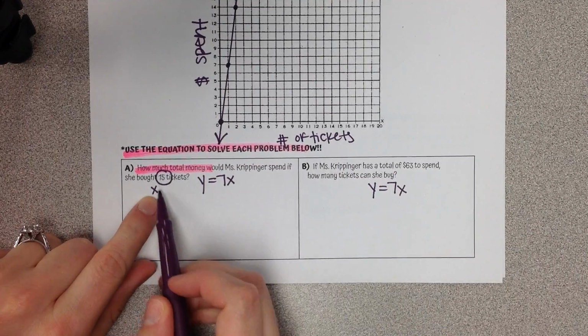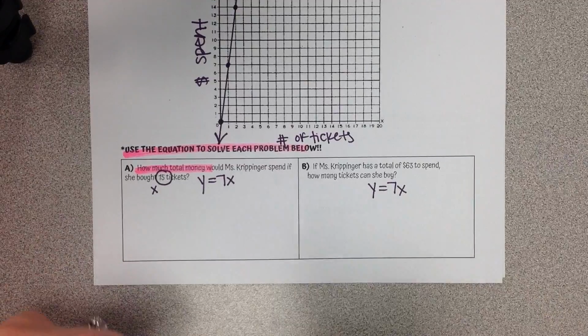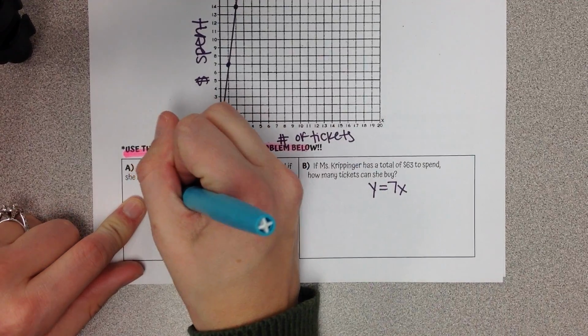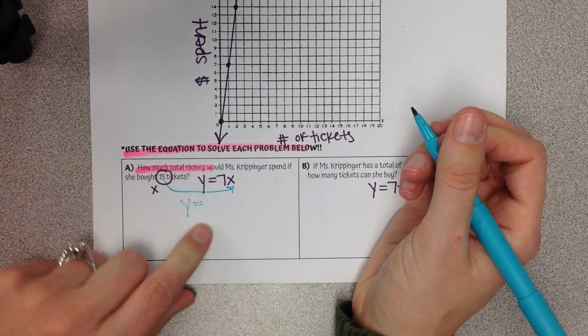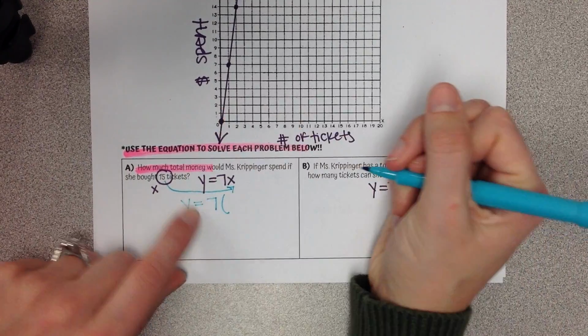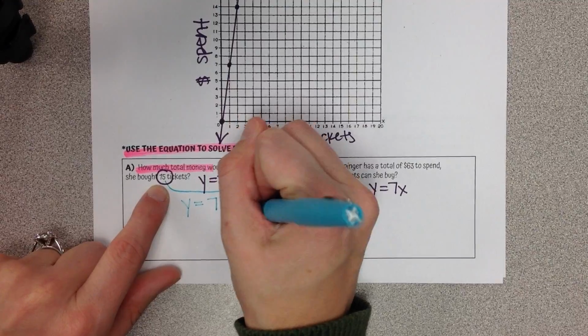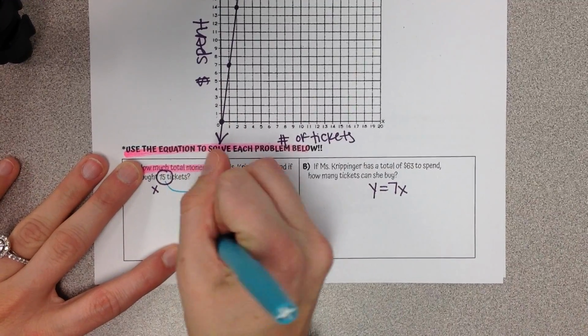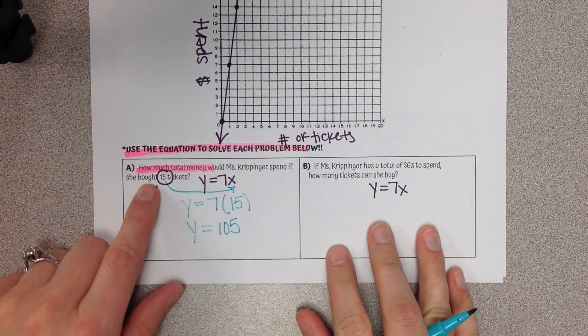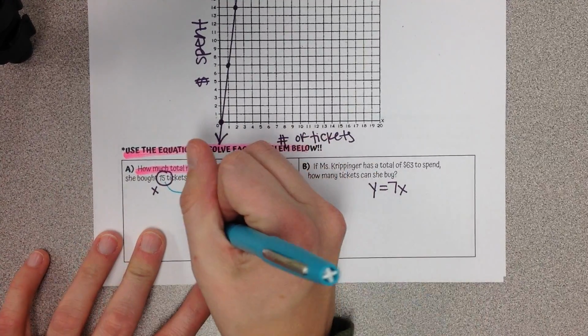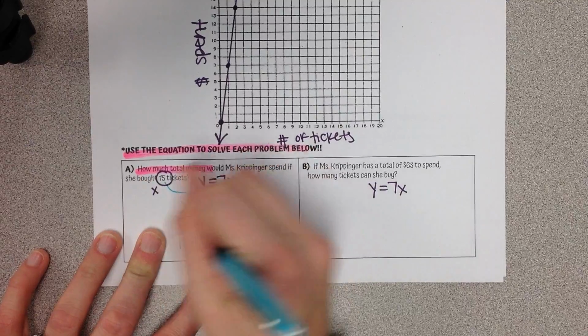So our X value is what we know. We are going to plug that into the equation, 15, where X is. So we don't know Y. We know that it equals 7 times our X value of 15. 7 times 15 is 105. So we were solving for how much total money, so Y equals $105.